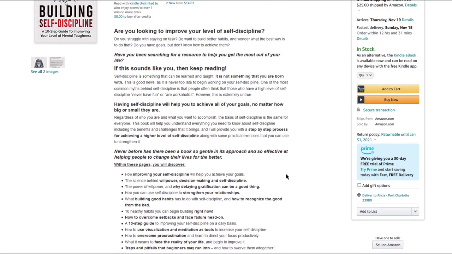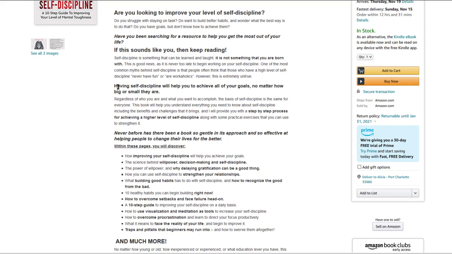Then with building self-discipline, having self-discipline will help you achieve all of your goals, no matter how big or small they are. It's just making a claim that will resonate with this audience. Never before has there been a book so gentle in its approach and so effective at helping people to change their lives for the better. Maybe you don't want a book that's going to be difficult to get through. You want something that will kindly create a better environment for you to become self-disciplined.